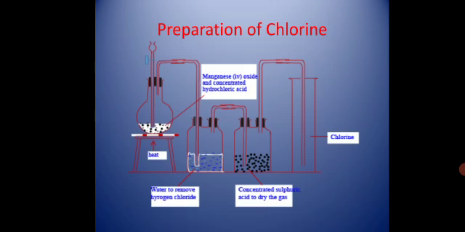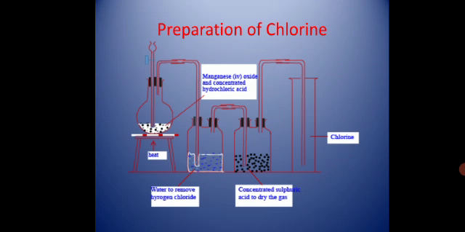Now we'll come to the next topic, the preparation of chlorine. Chlorine was discovered by Scheele, and it was called oxymuriatic acid. Later on Davy identified the new element and named it chlorine. Chlorine comes from the Greek word chlorus, which means greenish yellow, and you know that chlorine gas is also greenish yellow in color.